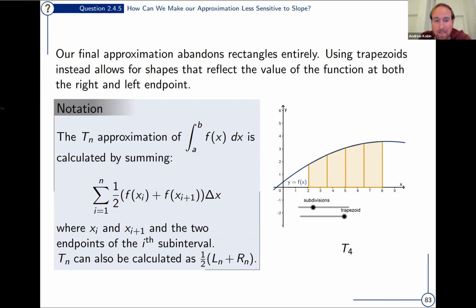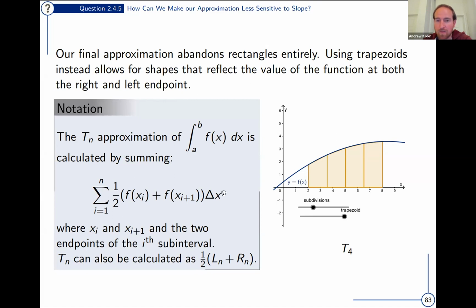And if you work out what that means for the interval values x_1 through x_{n+1} along the x-axis and the heights coming from function evaluations, then the trapezoid rule T_n, using n different trapezoids approximating the area under this function, will be given by the summation from 1 to n of the following trapezoidal areas: 1/2 times the height, which is the sum of f(x_i) and f(x_{i+1}), times the base, which is the same delta x.